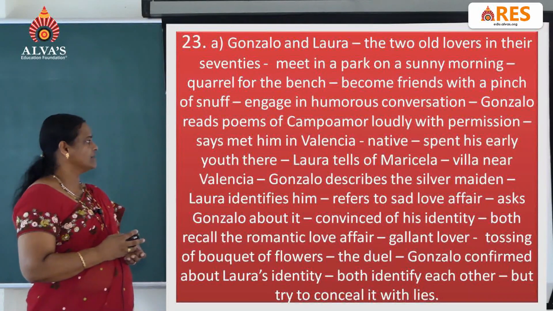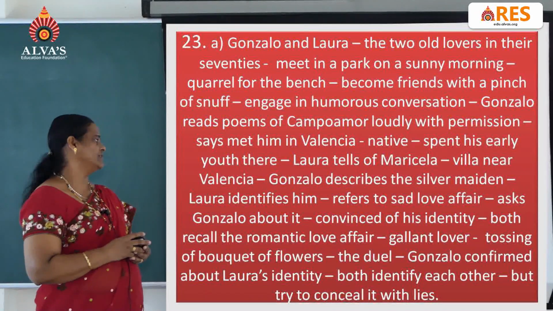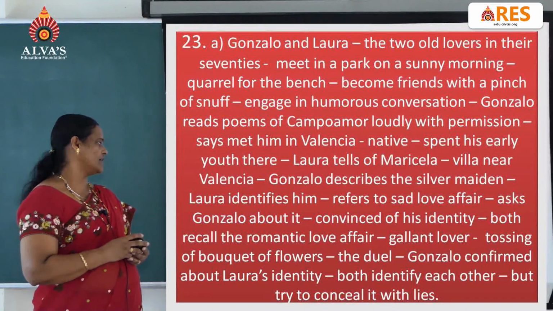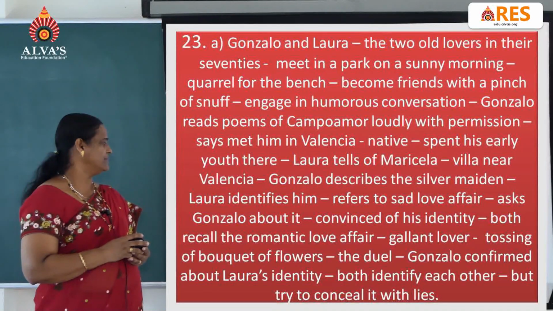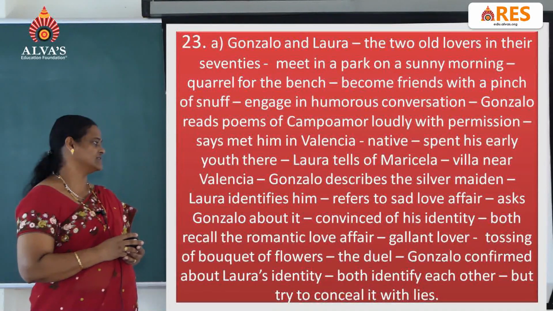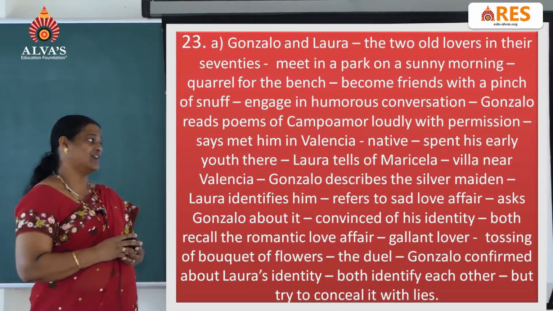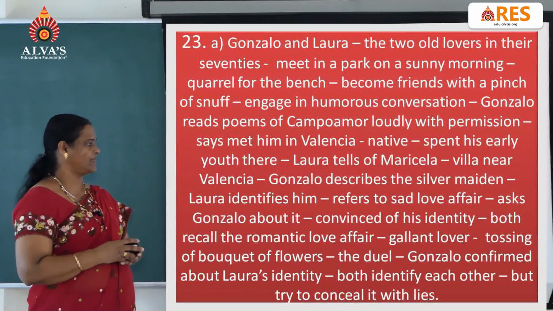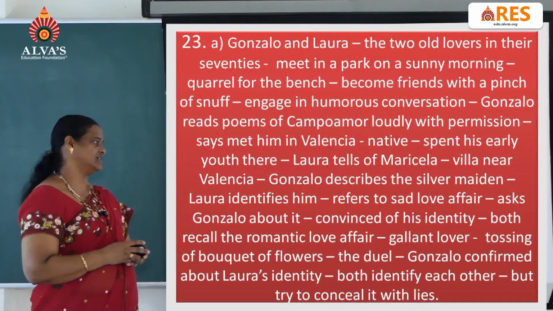Immediately, Laura tells him of Marisela, a villa near Valencia. Gonzalo describes the silver maiden who lived in that Marisela. Immediately, Laura identifies him, and then he refers to the sad love affair. Gonzalo asks, and she refers to them, and Laura refers to the sad love affair and asks Gonzalo about it. When he also tells the same, she is convinced of his identity.